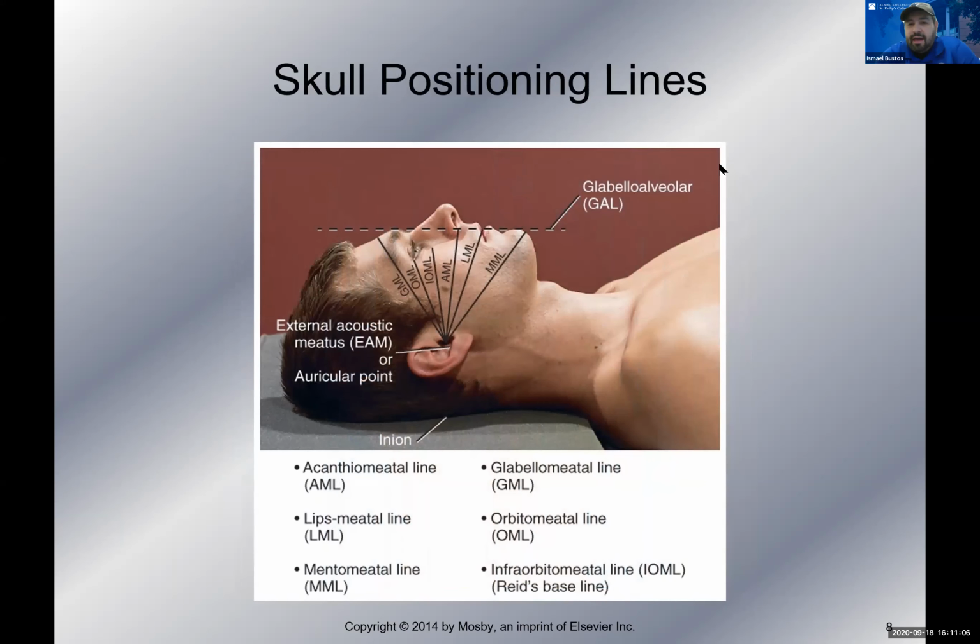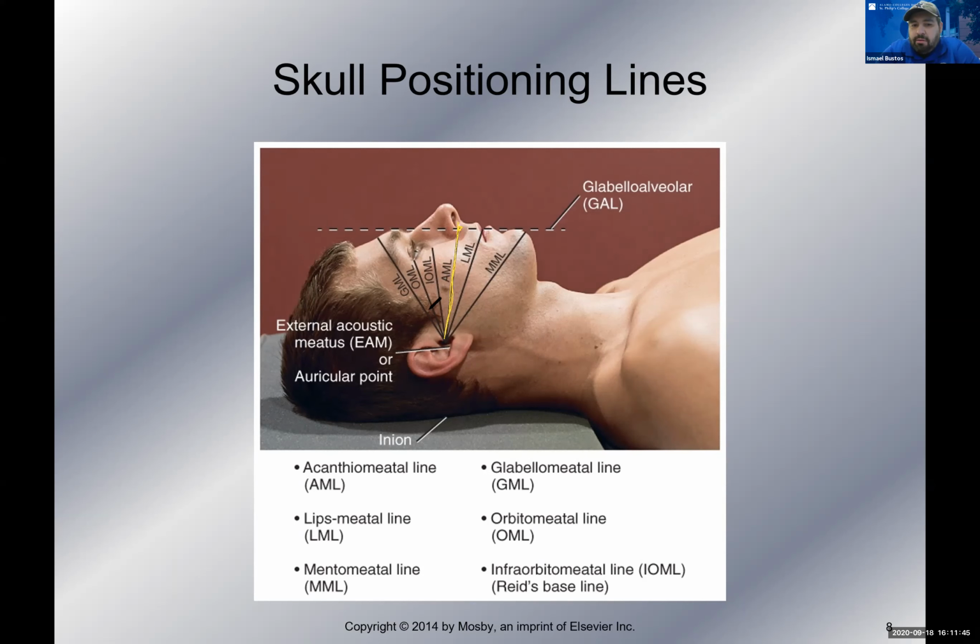All right, now here we go. This is kind of like the bread and butter for positioning of the skull. There are positioning lines that we need to know and memorize, and we need to understand where they are in order to position correctly. The first thing we're going to look at is the AML. I was going to read down the bottom where the bullet points are. The AML is the acanthomeatal line, and that comes from the acanthion down to the EAM. So everything is going to meet up at the EAM. Again, from the acanthion, I'm going to make it yellow. From there to there will be considered the AML.